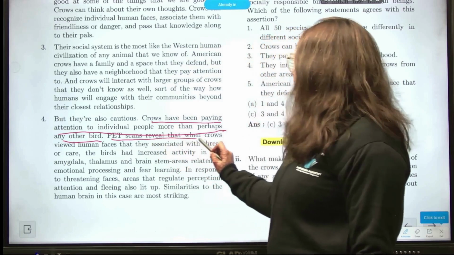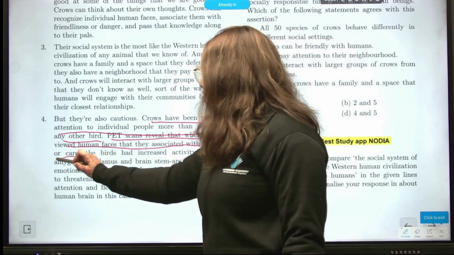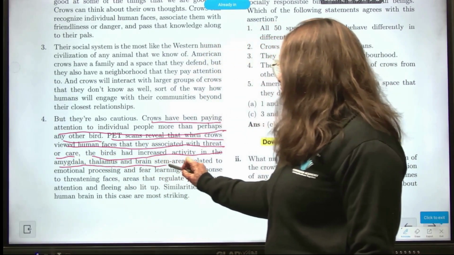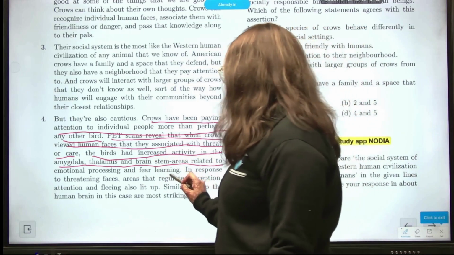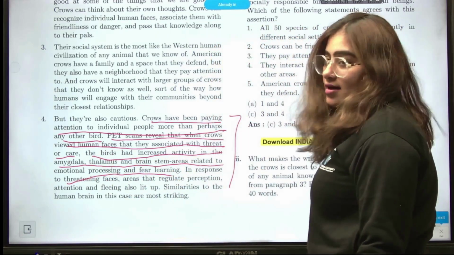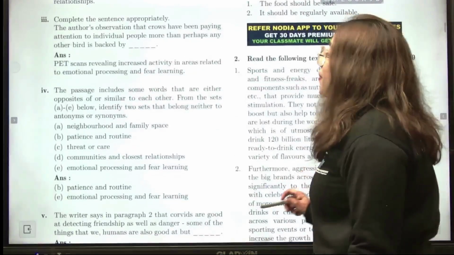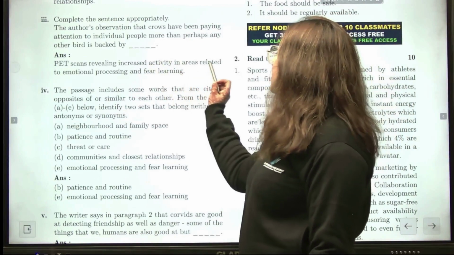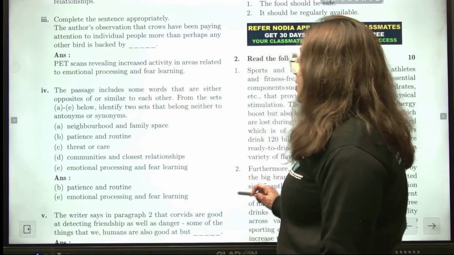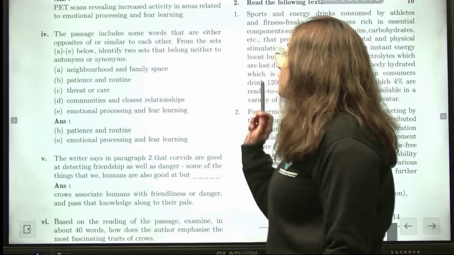PET scan revealed that when crows viewed human faces that they associated with threat or care, the bird had increased activity in amygdala, thalamus and brainstem, areas related to emotional processing and fear learning. तो ये है इसका आंसर. Clear? ये है इसका आंसर. Let's read that. So PET scan revealing increased activity in areas related to the emotional processing and fear learning. Clear?